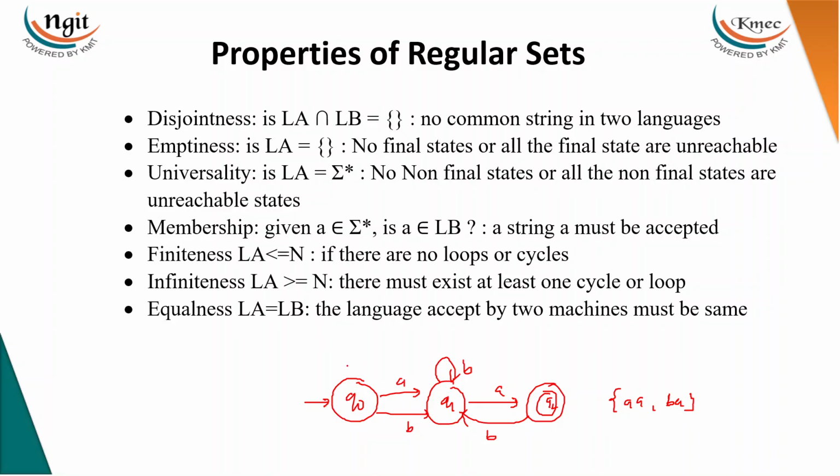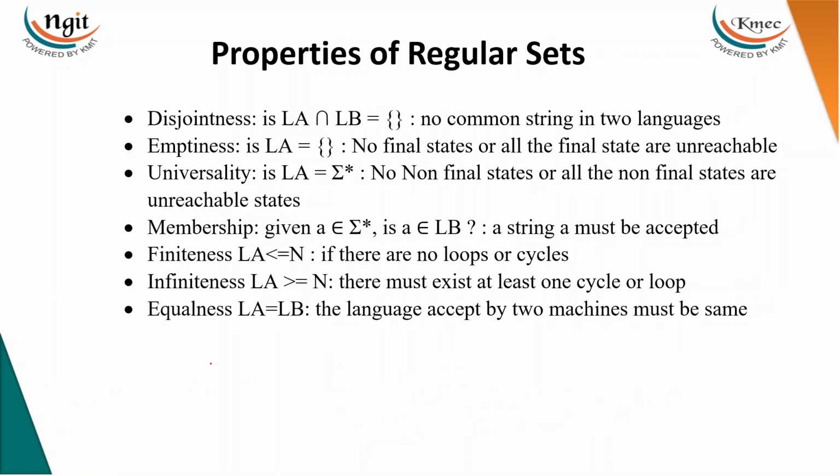Now, can I say that two machines are equal? If the language accepted by one machine is equivalent to the language accepted by the other machine, then we can say that those two are equal machines, right? Of course, every property, whether listed here or not, is decidable under regular languages. So if you are given two machines and asked to check whether they are equal or not, try to take a string which is accepted here, not there.